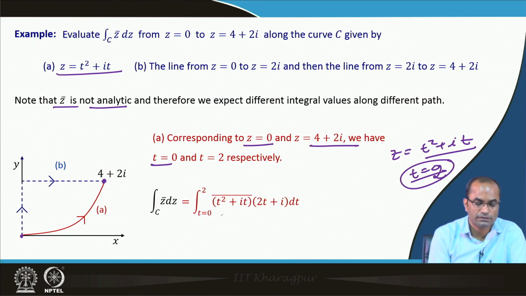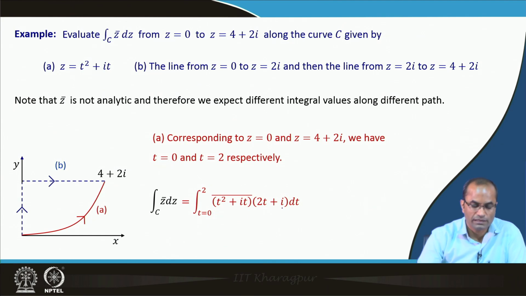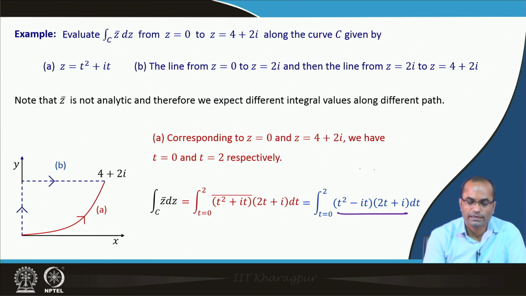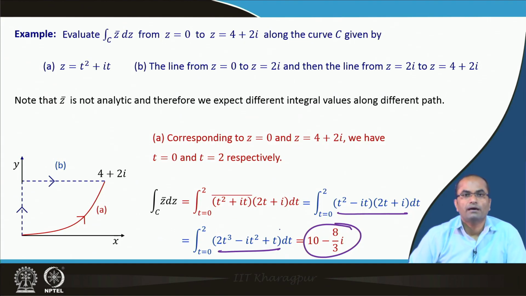That means this line integral goes from 0 to 2. Then we substitute the parameterized form, that means t² plus i t, with its conjugate, and its derivative dz over dt, which is 2t plus i, and then integrate over dt. So this simple integral we have to evaluate now. We make this product and then integrate over t. After this integration we observe that the value is the complex number 10 minus 8/3 i.